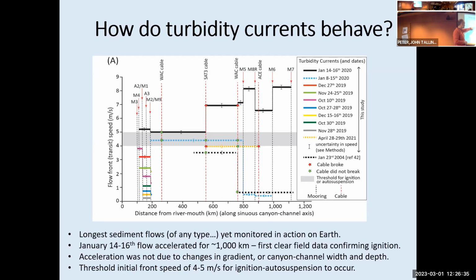In the upper canyon, it's pretty good at maintaining just over 5 meters per second. These are average speeds of transit front velocities between the points. So they're averages, but about the same speed there. And it got a little bit quicker as it went further out into the deep sea, eventually reaching about 8 meters per second.